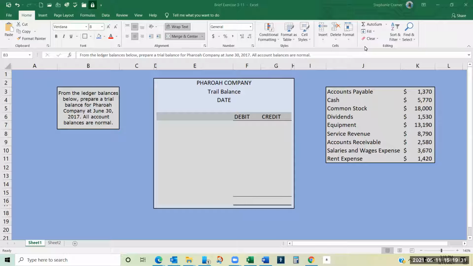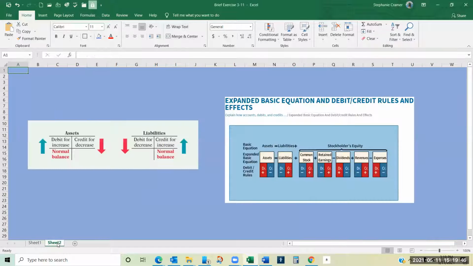The instructions from this exercise say, from the ledger balances below, prepare a trial balance for Faro Company, June 30th, 2017. All account balances are normal. So I took these visuals from our lesson to help break it down. Assets have a normal debit balance, liabilities have a normal credit balance. And to break it down further, I like how they do the stockholders' equity for the different sections.